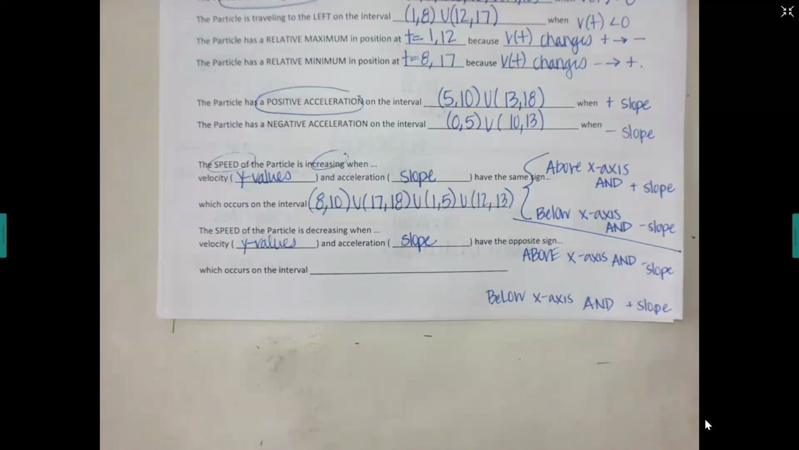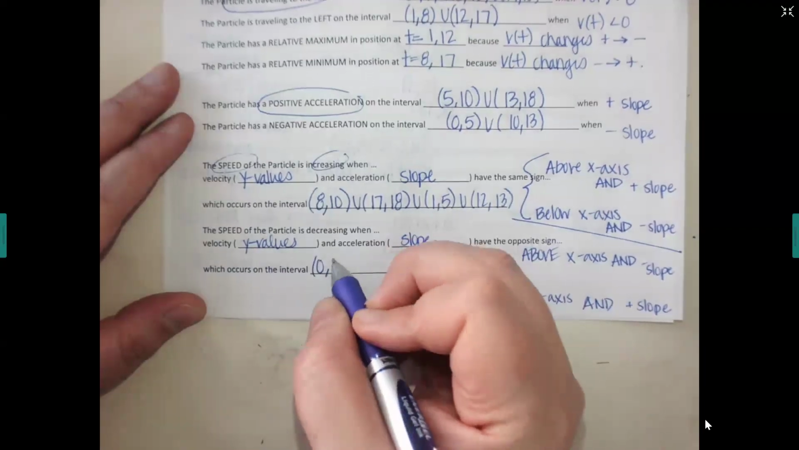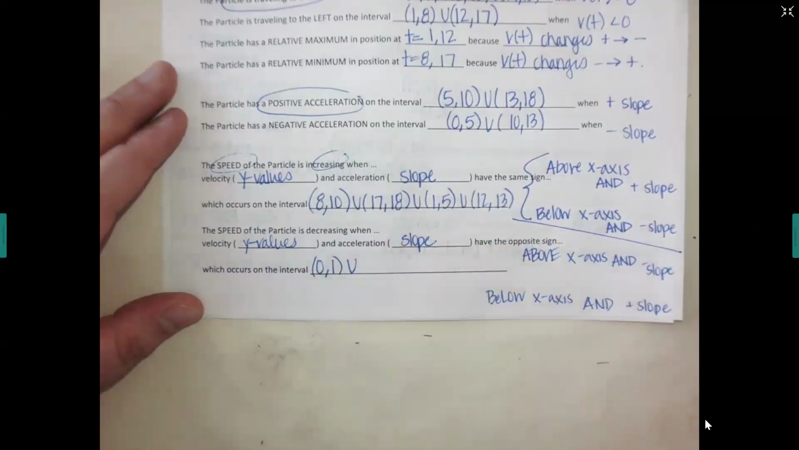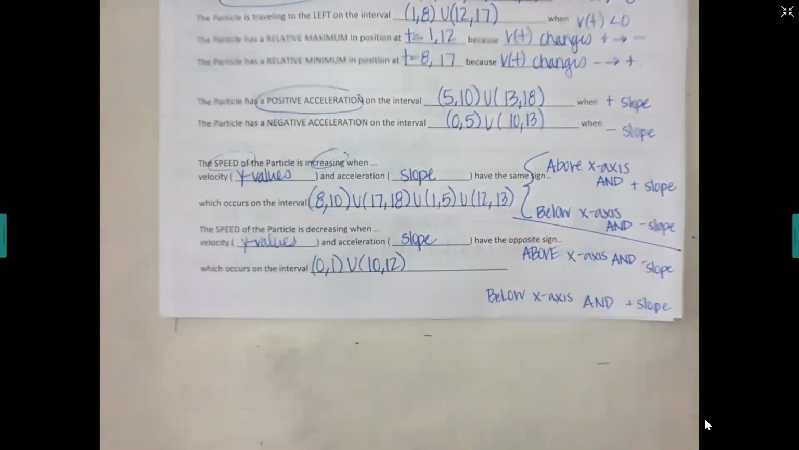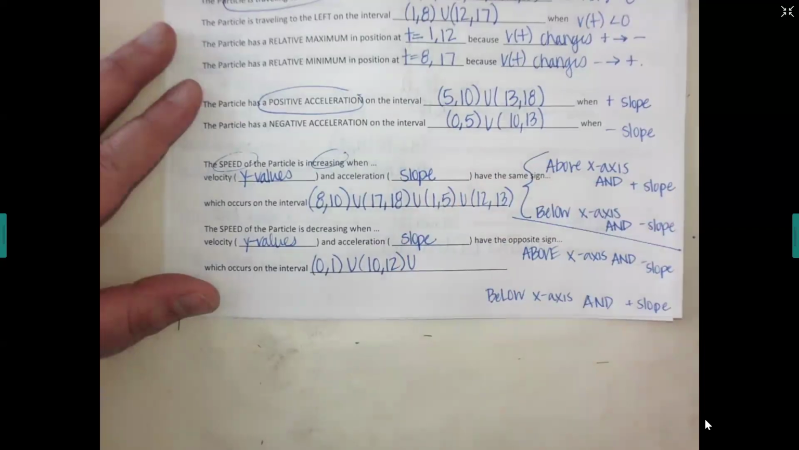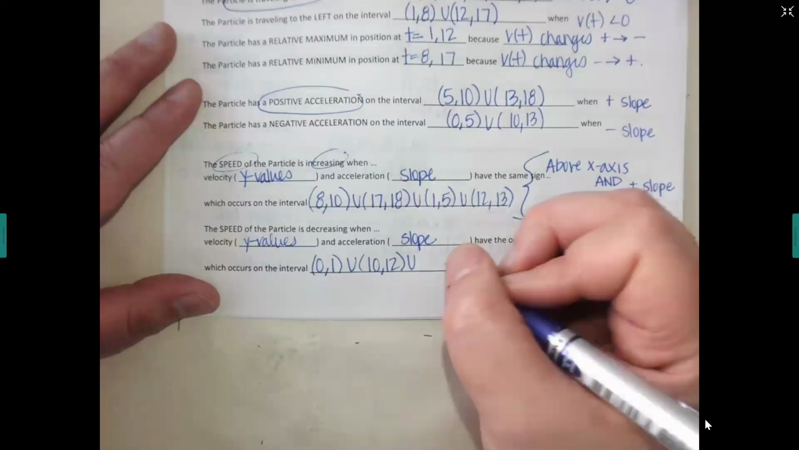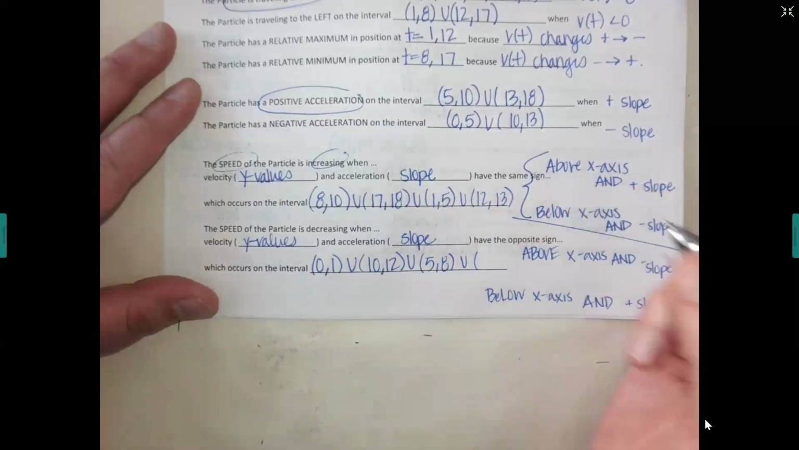So when are you above the x-axis with a negative slope? What sections? There should be two. 0 to 1. And then where's the other one? 10 to 12. Okay, not only can I be above and downhill, but I could be below and uphill. So where are the sections of the graph where you're below and uphill? 5 to 8 and 13 to 17. Very good.